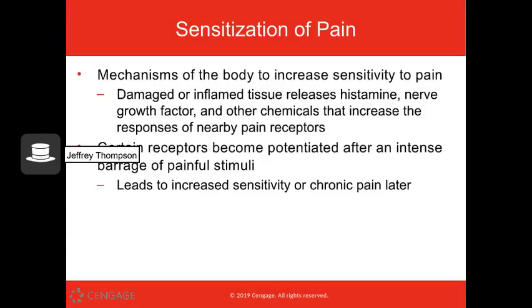We have mechanisms in our body that will increase our sensitivity to pain. When we have damaged or inflamed tissue, it releases histamines, nerve growth factor, and other chemicals that increase the responses of nearby pain receptors. Certain receptors are going to become potentiated after an intense barrage of painful stimuli, which can lead to increased sensitivity or chronic pain later.